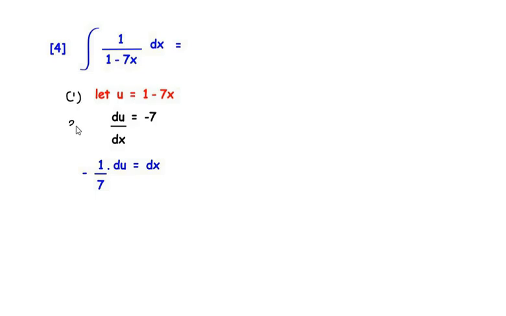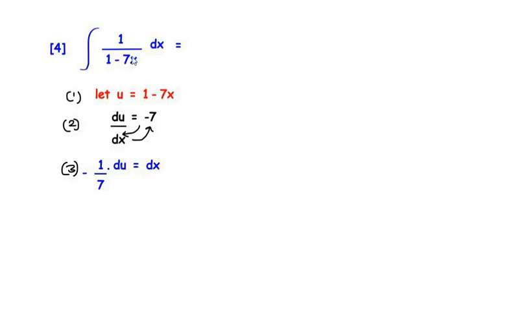Step number 2 is differentiating both the sides of the equal to sign with respect to x. So this gives us du by dx is equal to negative 7. Now the third step is making dx as the subject. So dx goes on the other side of the equal to sign and negative 7 takes its place, giving us negative 1 over 7 du is equal to dx.